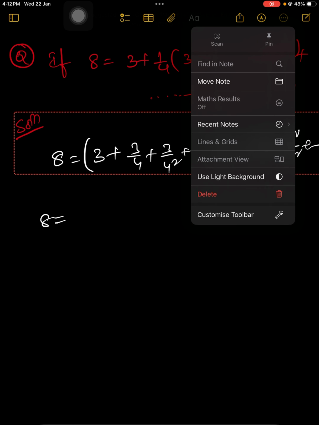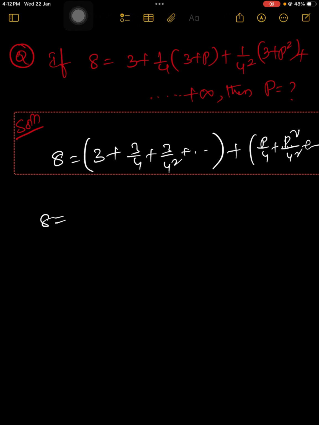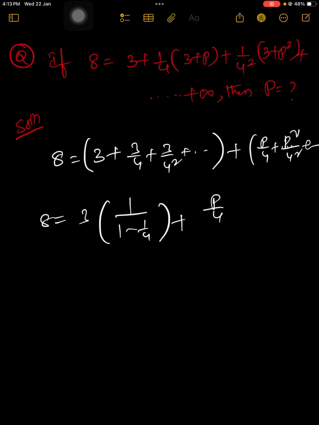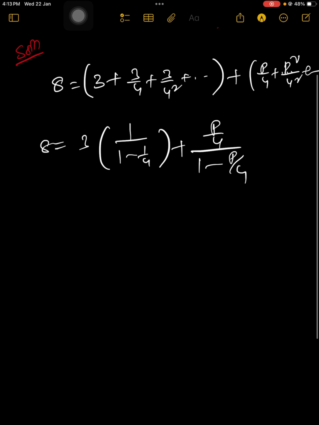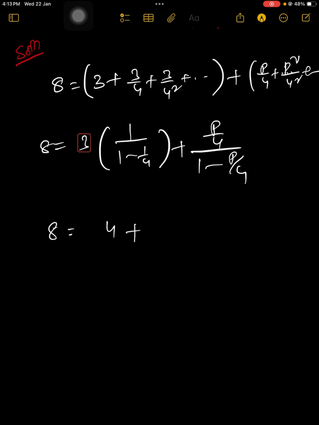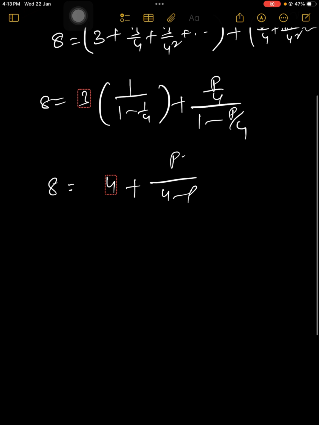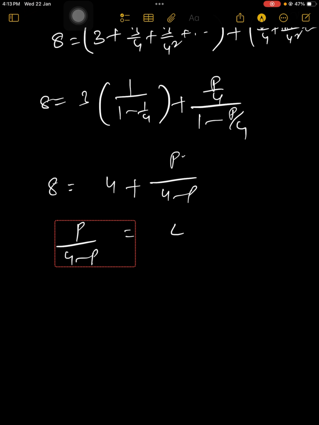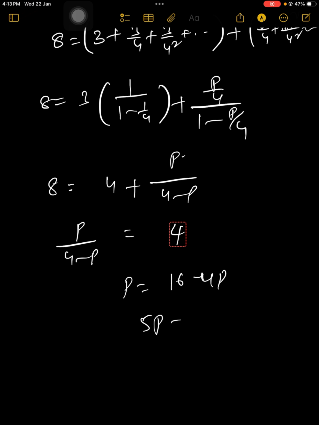Right? Then it is 8 equal to, then you can take 3 common, 1 by (1 minus 1 by 4) plus this one is p by 4 by (1 minus p by 4). So that 8 equal to 3 by 3 by 4, that is 4, plus p by (4 minus p). 8 minus 4 is 4. Then p by (4 minus p) equal to 4. Then p equal to 16 minus 4p. 5p equal to 16. p equal to 16 by 5.